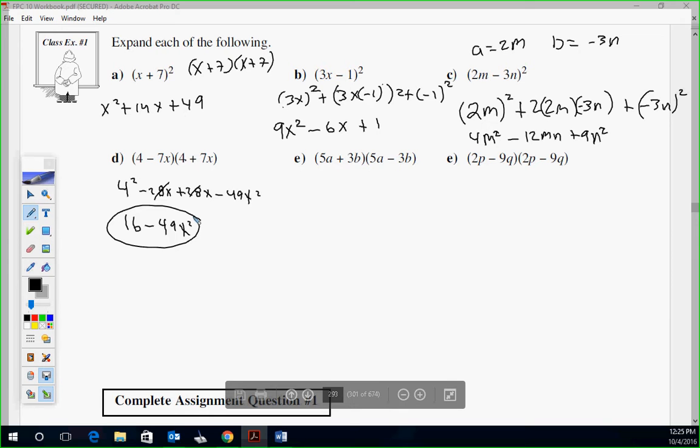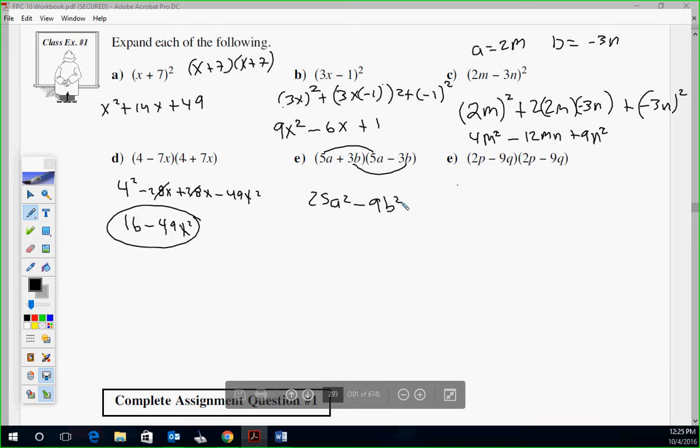Okay, so then this one, 25a squared minus 9b squared. That's all I have to do, because I recognize the pattern. Now the last one is not a difference, because that's a plus and a minus. This is a minus and a minus. So this is like these ones. It's the same thing twice.